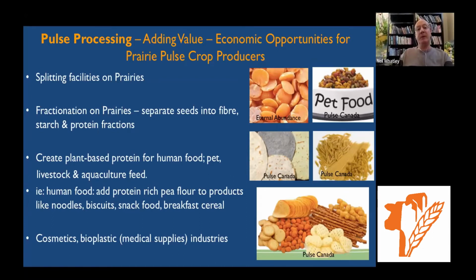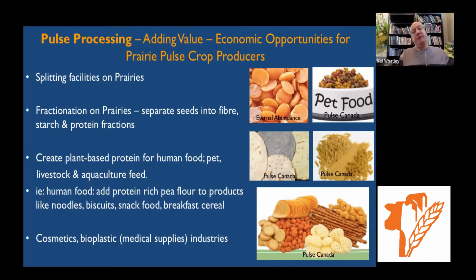So pulse processing is adding value, provides economic opportunities for pulse crop producers. We've got splitting facilities on the prairies now. We used to sell, and we still do sell, a lot of our pulses whole seed, but now we can split them and sell them at a premium. Fractionation plants are happening on the prairies. Fractionation separates seeds into fiber, starch, and protein fractions.